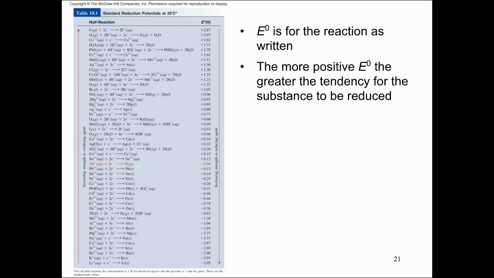So the E naught values apply for how a reaction is written and should be read from left to right in the forward direction. The more positive this value is, the greater the tendency to be reduced. So up at the top, F2 is the strongest oxidizing agent. It's the thing that likes to be reduced the most. And way at the bottom, you can see lithium is the weakest oxidizing agent, and it's the least likely to be reduced here.